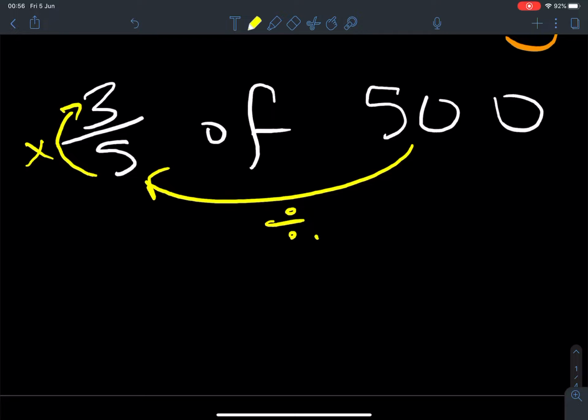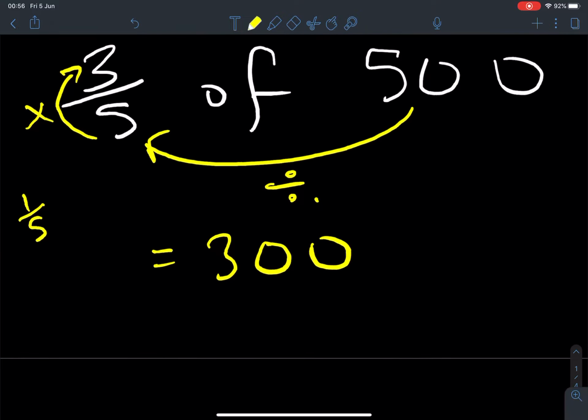So 500 divided by 5 is 100, which is actually working out 1/5. So 1/5 of 500 is 100. Then you times it by 3 to get 300. So 3/5 of 500 is 300. Now let me make you look at it in a different way.